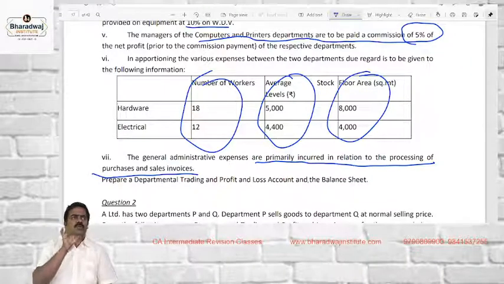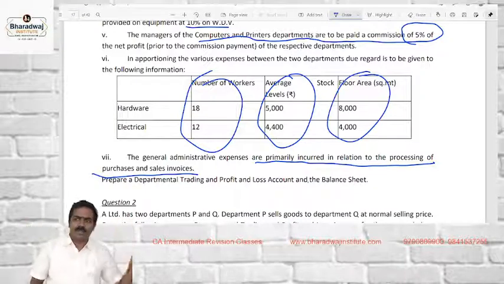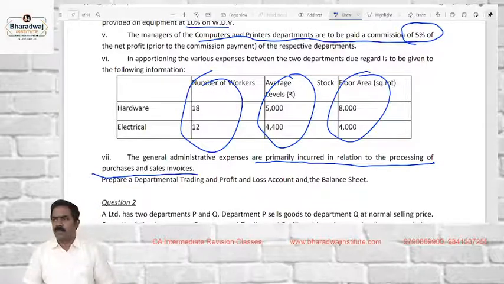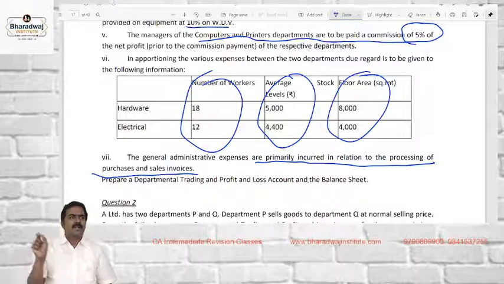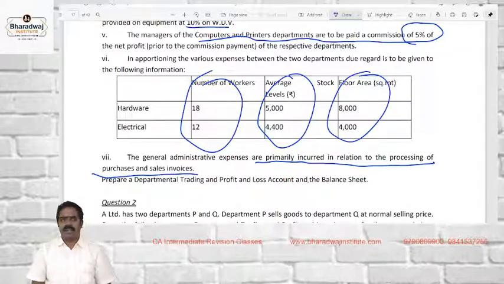See, there are two methods of preparing the normal trading P&L account. Opening stock, purchases, sales, closing stock. For a better display, for a better understanding, we go with a statement format. Sales minus cost of goods sold will give us gross profit. Gross profit minus all expenses apportioned will give us net profit. In that style, let us work out this particular problem together.